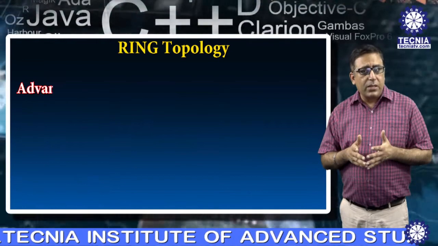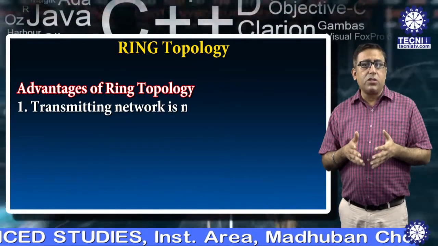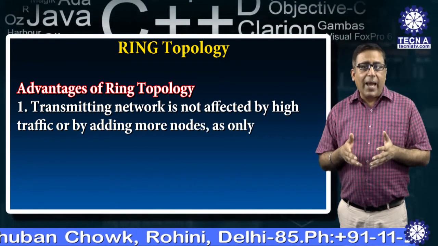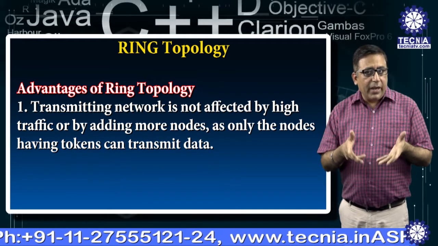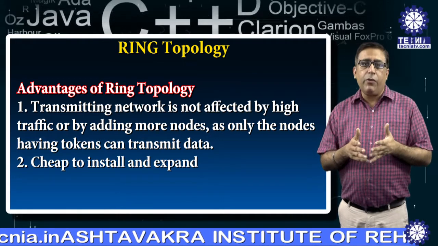Now we are discussing the advantages of ring topology. First one is the transmitting network is not affected by high traffic or by adding more nodes, as only the nodes having tokens can transmit data. Second advantage is cheap to install and expand. We can expand very easily.